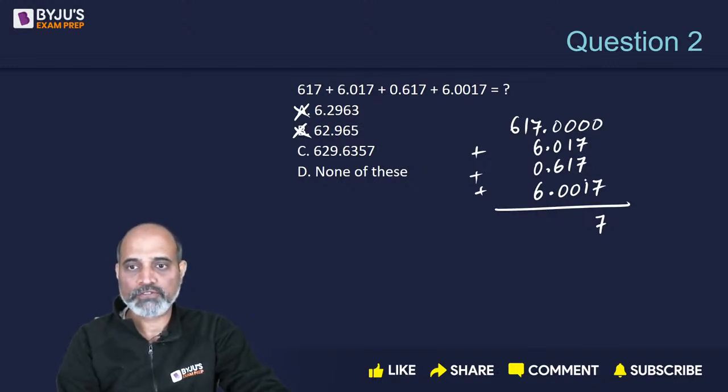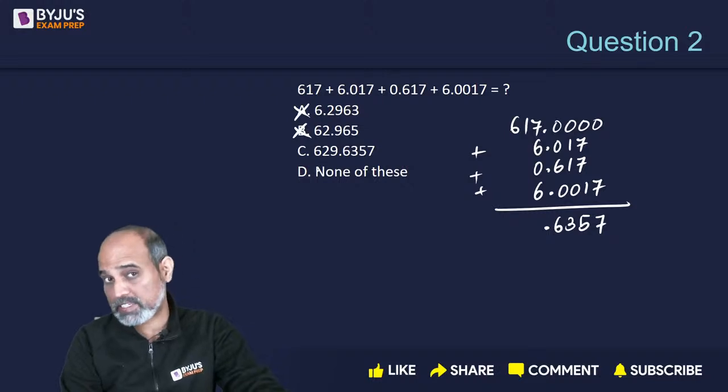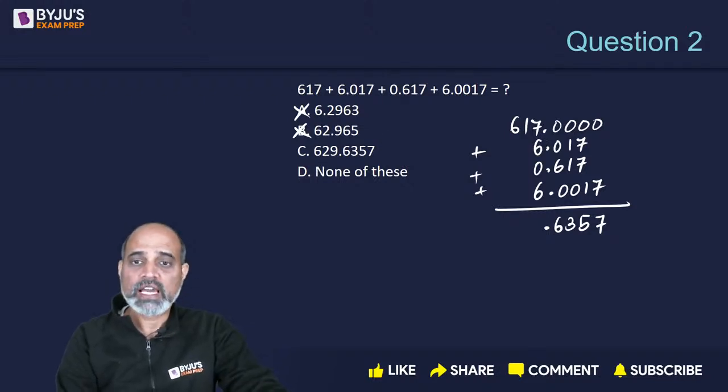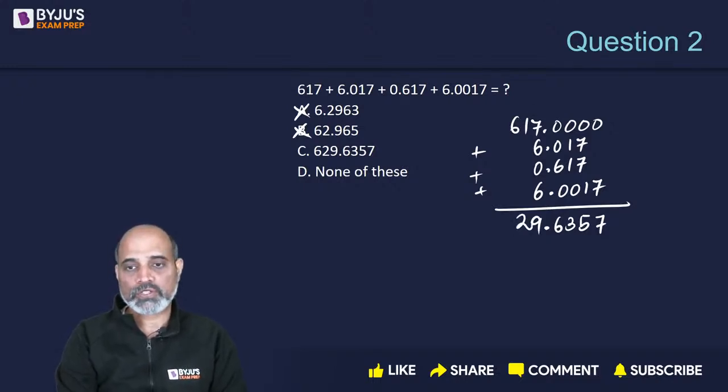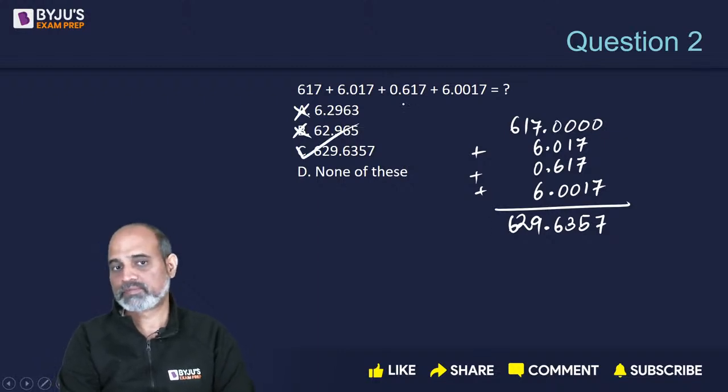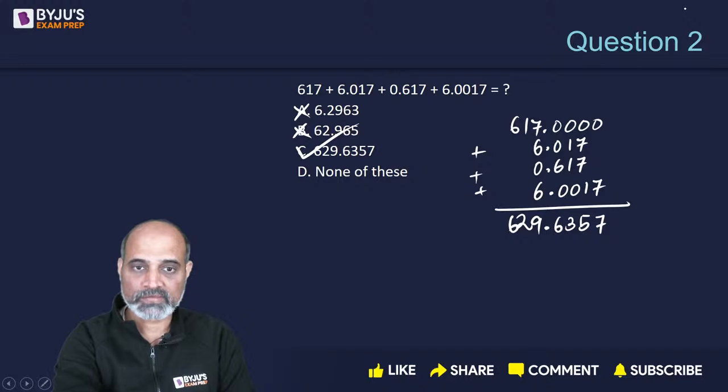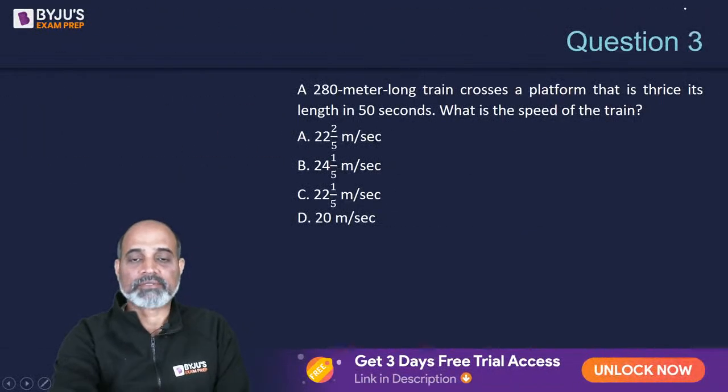Next we are going to have 14 plus 1, 5, carry is 1, 1 plus 1 and 3, and we will have 6. 6357. As of now, it looks like C. Let's check it further. 7 plus 6 is going to be 19. Carry is 1, 1 plus 1 is 2, so we will have 629.6357. Option C.